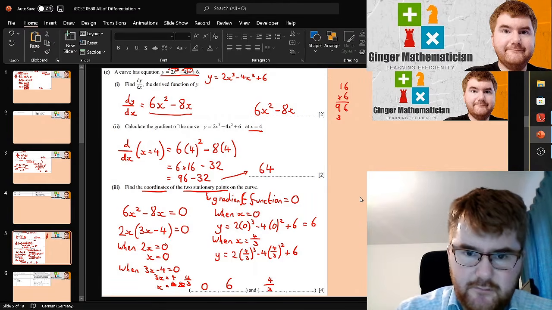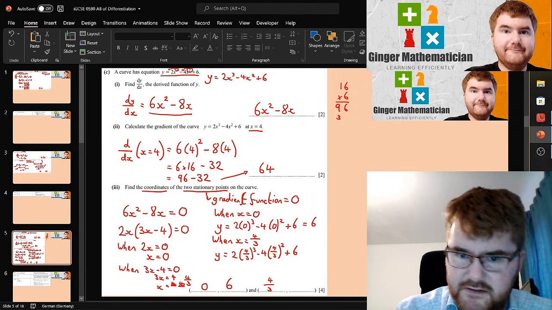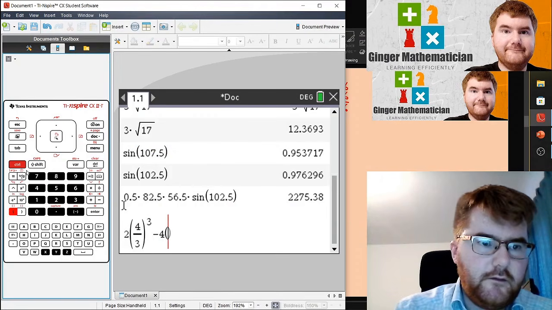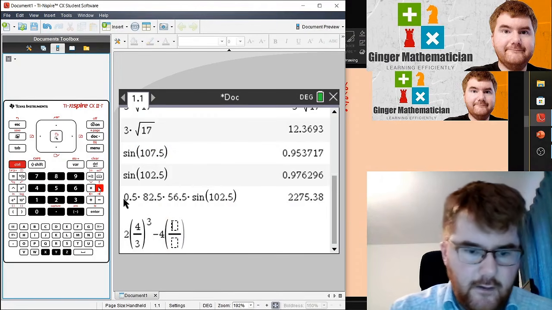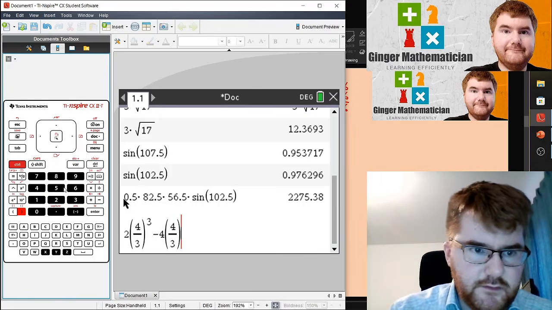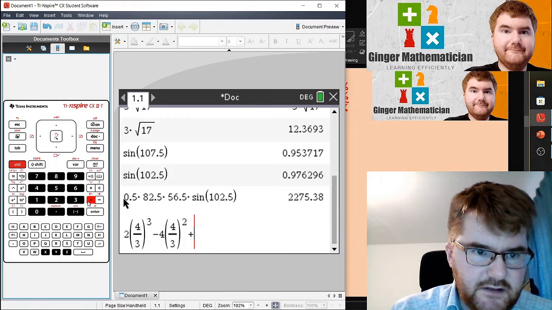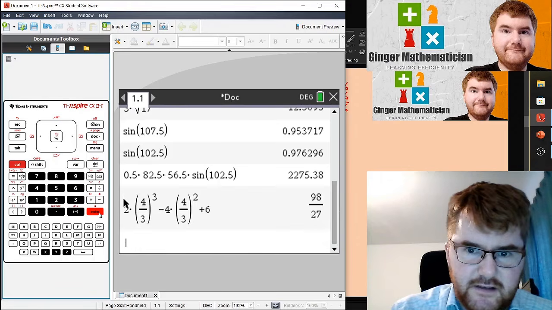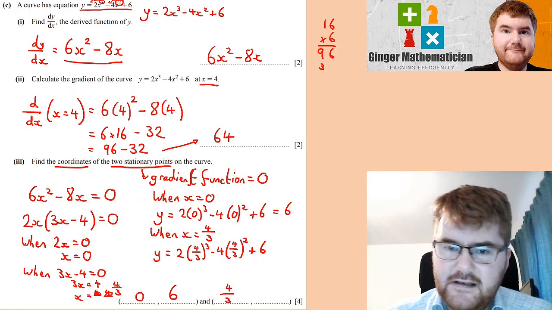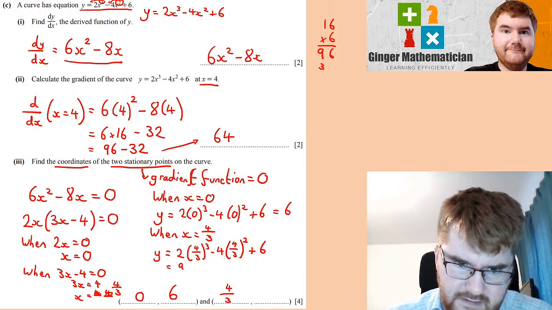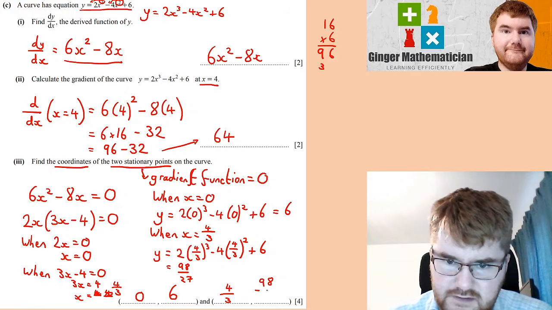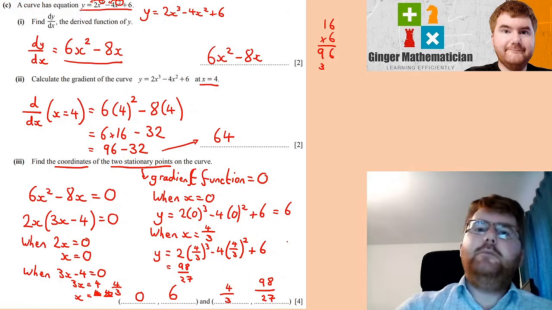Minus, let's just remind myself what it is. So it's minus 4 open brackets, 4/3 squared plus 6. Press enter, and then you'll generate your answer of 98/27. So this is where the calculator is very handy to work out these more complex calculations with fractions, and that gives me the y coordinate of the other turning point, like so.